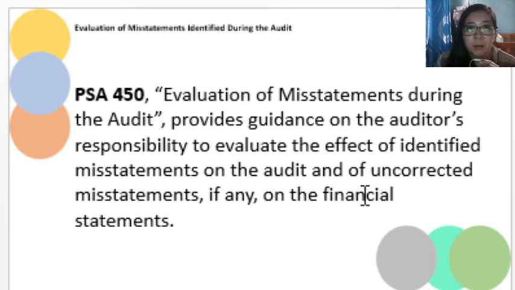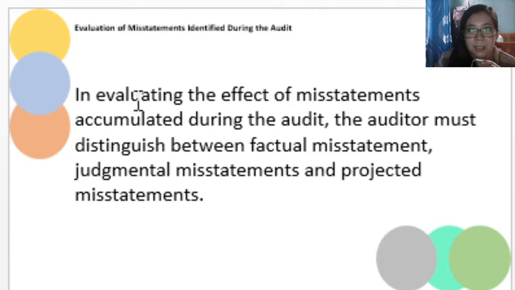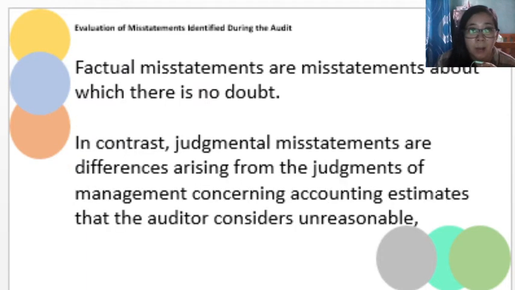and also of any uncorrected misstatements, if there are any, on the entity's financial statements. In evaluating the effect of misstatements accumulated during the audit, the auditor should distinguish between factual misstatements, judgmental misstatements, and projected misstatements. How do these three types of misstatement differ from one another?